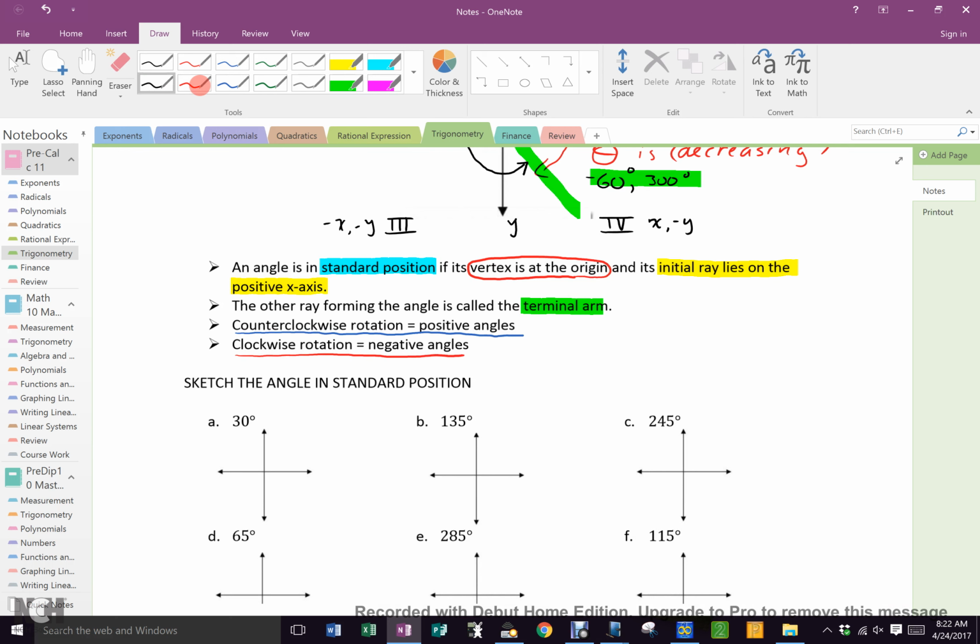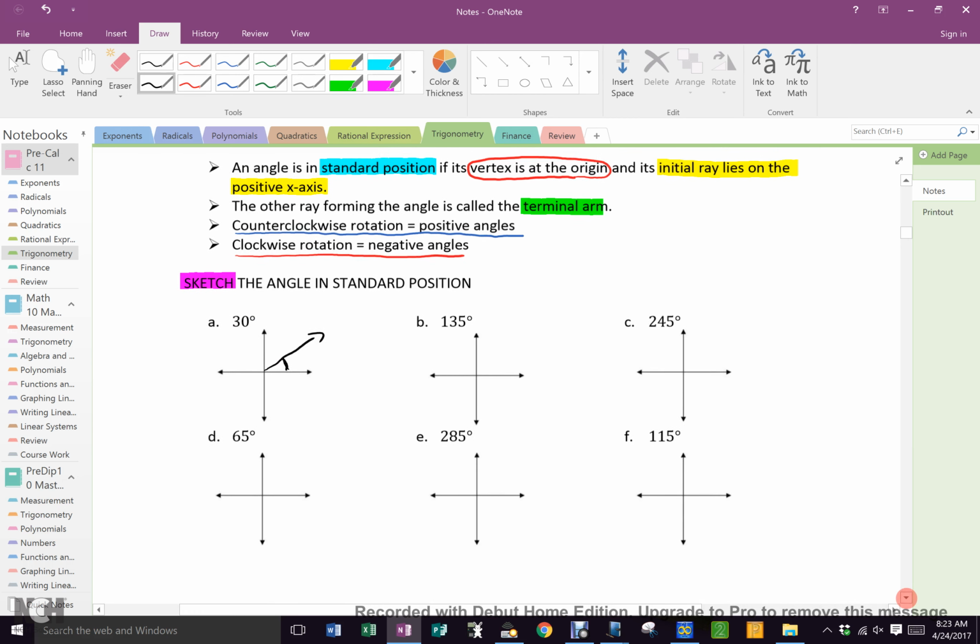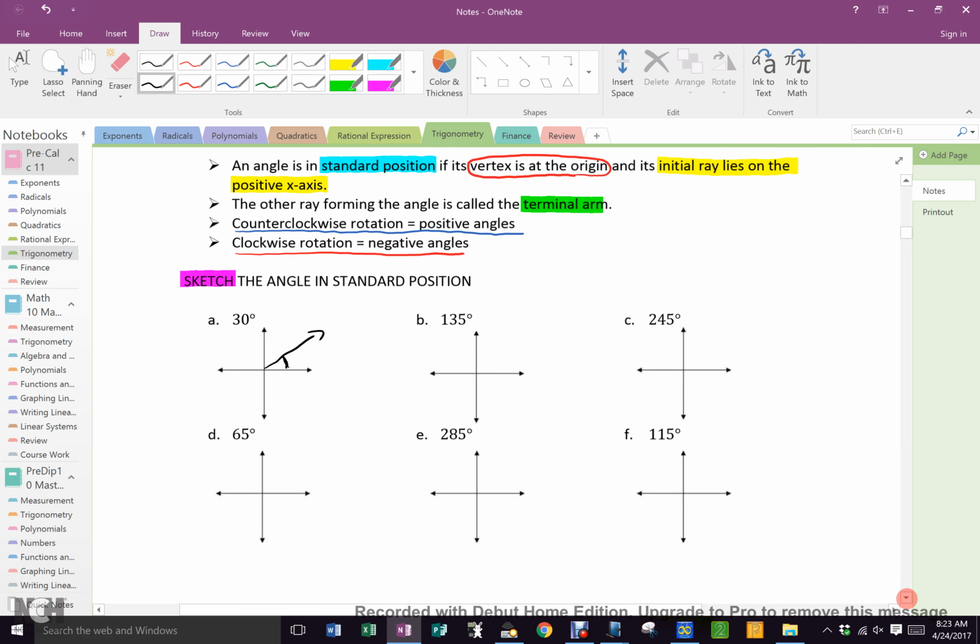Now, please note the word sketch. You do not need to get out a protractor. Just sketch where these angles are. I will show you what I mean. 30 degrees. That is a third of the way up from 90. So I'm going to call that 30. Everybody with me? Do that for the next five, because you shouldn't need me for it.